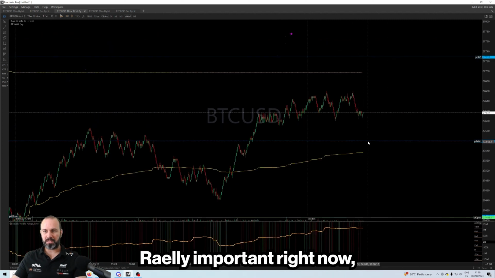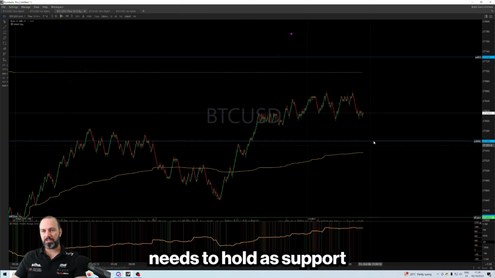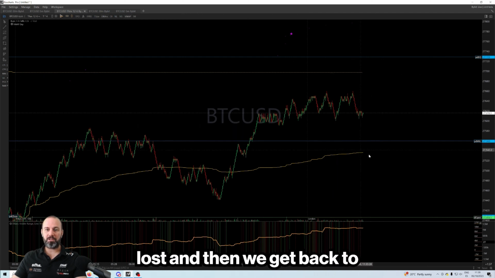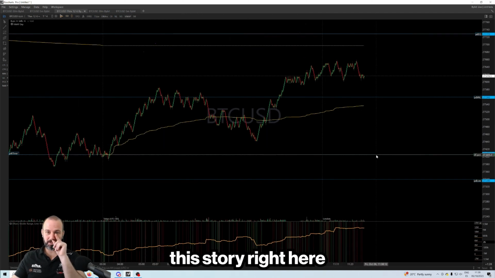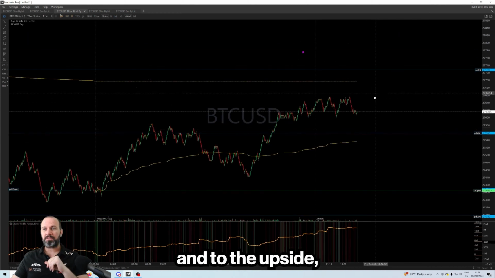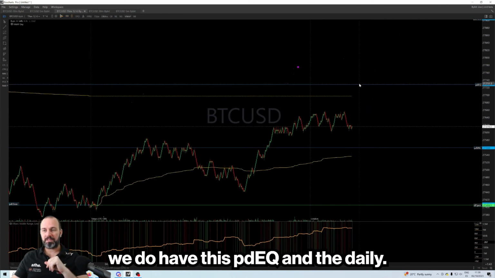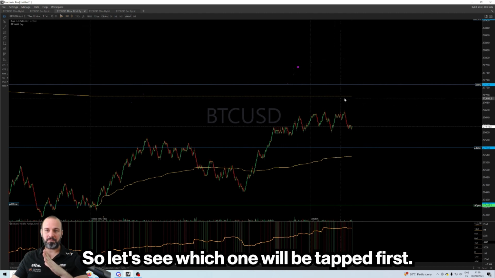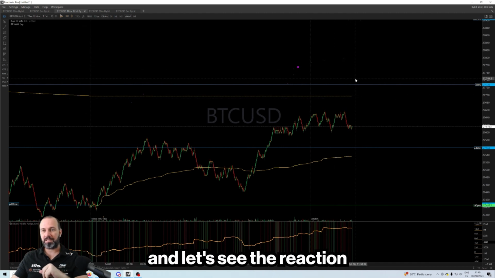Really important right now, this previous day value area low and VWAP need to hold as support for more upside. If lost, then we get back to this story right here. And to the upside, we do have this previous day equilibrium and the daily. So let's see which one will be touched first, and let's see the reaction.